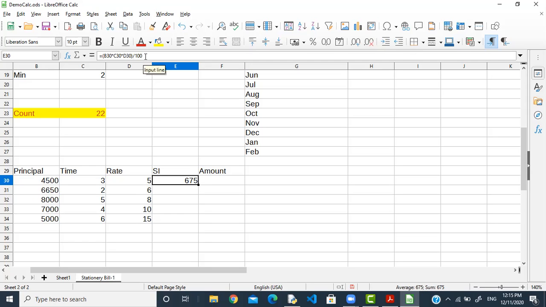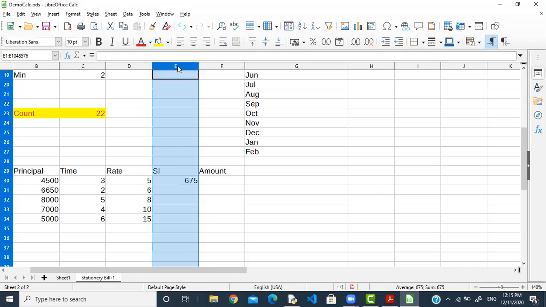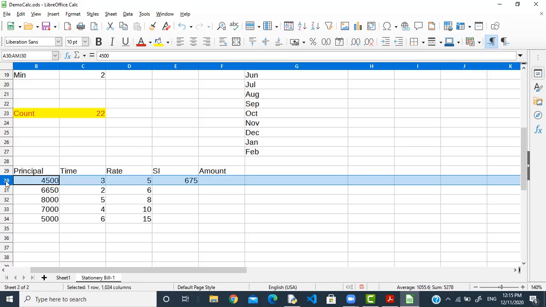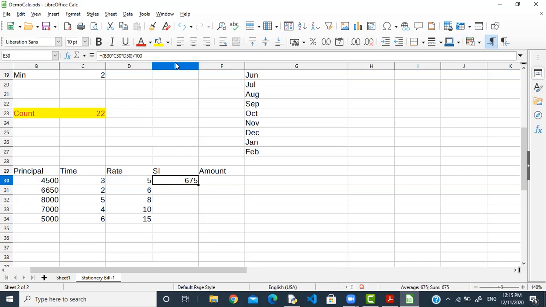Now look at the address bar. You can observe what the formula is: B30, C30, D30 divided by 100. Now think about one more thing. In which column is this formula written? E column. In which row number? Row number 30. Row number 30 and column E, so this formula is written in E30.